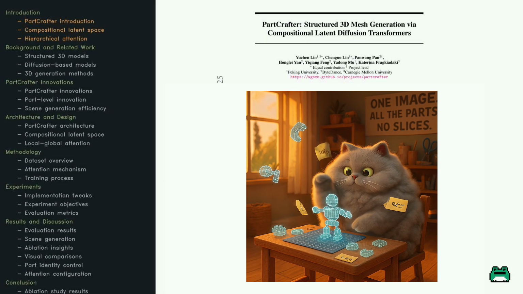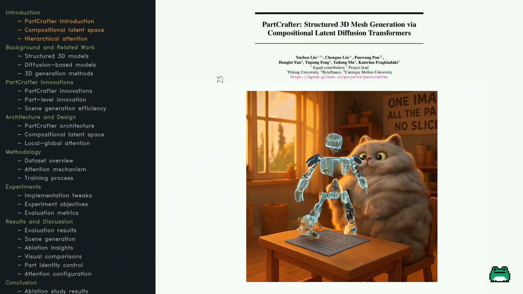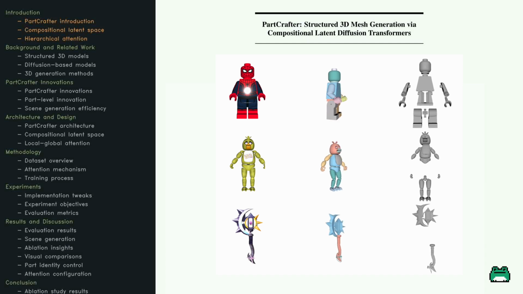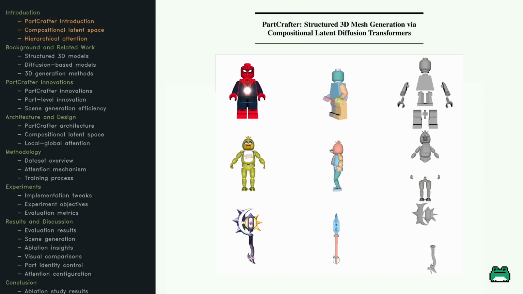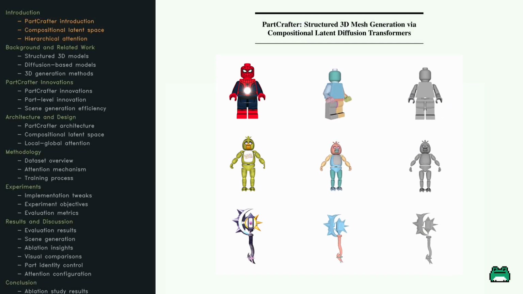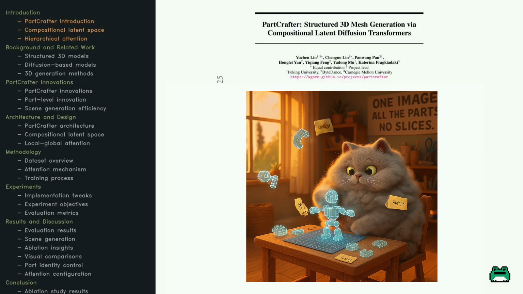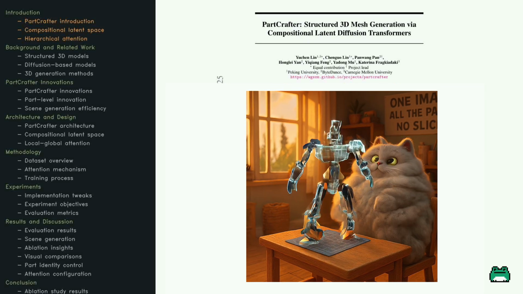Showing your computer a photo of a chair, and instead of giving you a blurry blob, it builds the chair in full 3D, piece by piece. That's what PartCrafter does. It's a new AI model that doesn't just guess the overall shape. It breaks the object down into meaningful parts like legs, backrest, and seat, and generates each part in 3D, all from a single image.